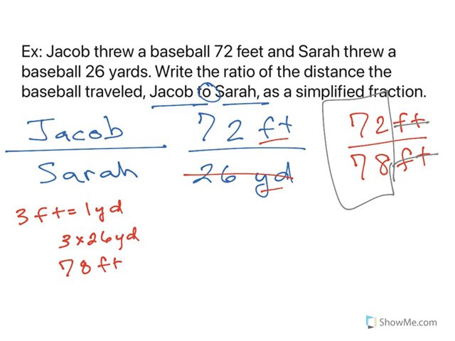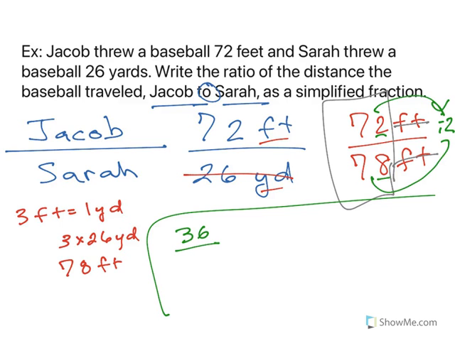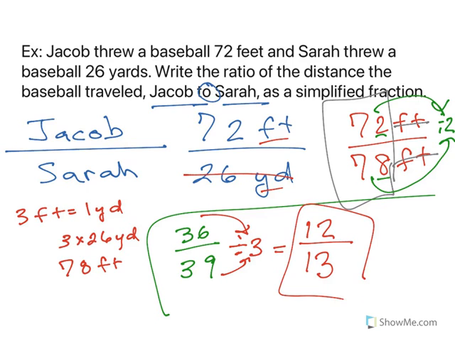If you're not so great with knowing what numbers divide evenly into, notice that both 72 and 78 are even. So I can start by dividing both of these by 2. So 72 divided by 2 is 36. 78 divided by 2 is 39. Well, hopefully you notice that 36 and 39 are both divisible by 3. So 36 divided by 3 is 12, and 39 divided by 3 is 13. So the simplified ratio of the distance that Jacob threw the ball to the distance that Sarah threw the ball is 12 to 13.